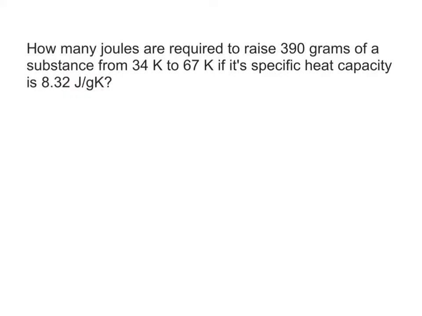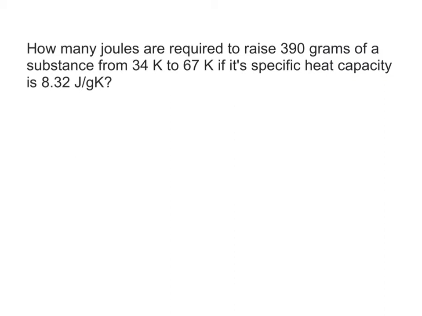All right, so that's a white background because I just had to add it in. Sorry. Some of you may actually be able to read it better. Anyways, so how many joules are required to raise 390 grams of a substance from 34 Kelvin to 67 Kelvin if its specific heat capacity is that?